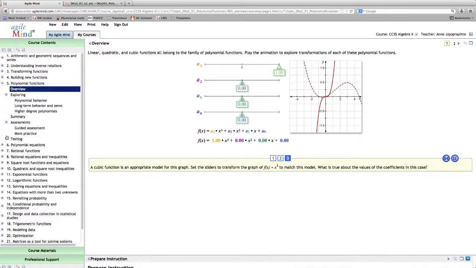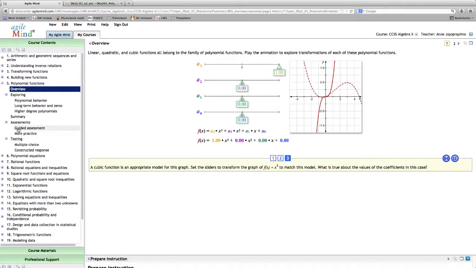Each topic also has 4 types of assessment that can either be used as formative assessments during the topic or as a topic-level summative assessment.